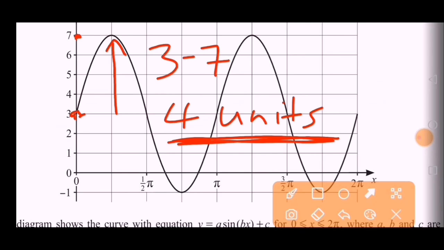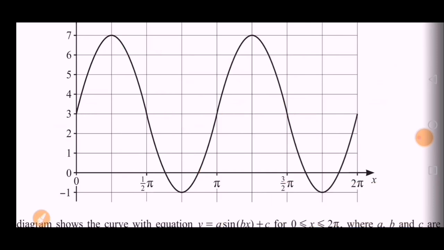So 4 is the value of a. Right there. That's how we find those values, a, b, and c. You can find out more on how to do this if you visit the topic of graphical transformations.